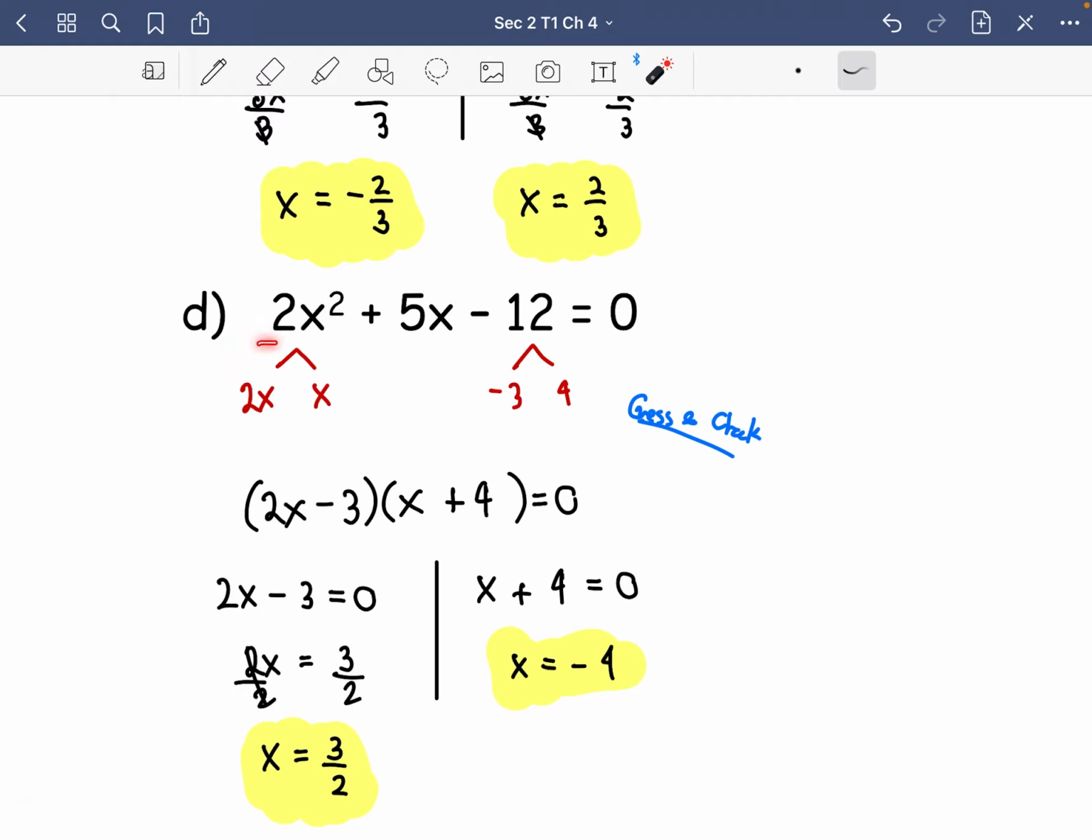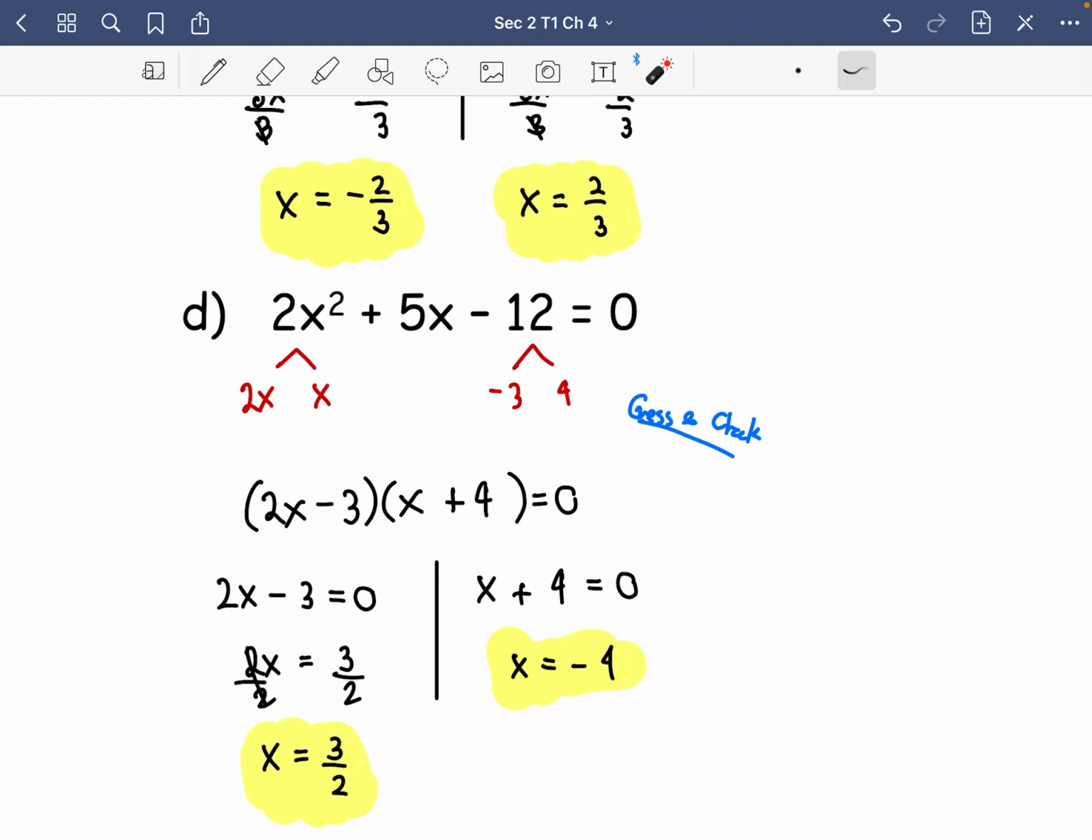Again, you have three terms, and 12 and 2 are not perfect squares. Since a here is greater than 1, that means that we can only answer this by the guess and check method. So what are the factors of 2x squared? 2x and x. And then what are the factors of negative 12? Negative 3 and 4. Now, I know that there are a lot of factors here, but our correct pair is negative 3 and 4.